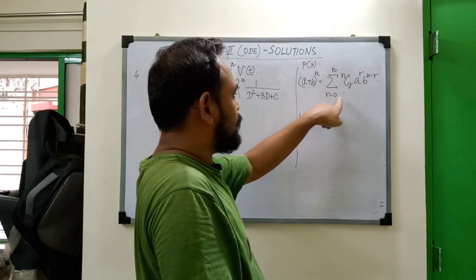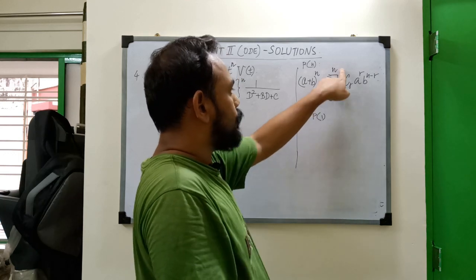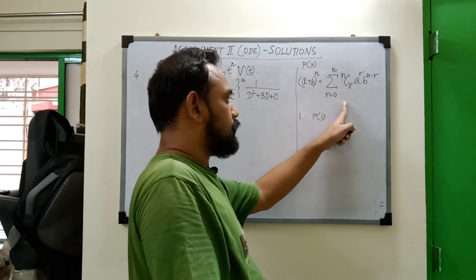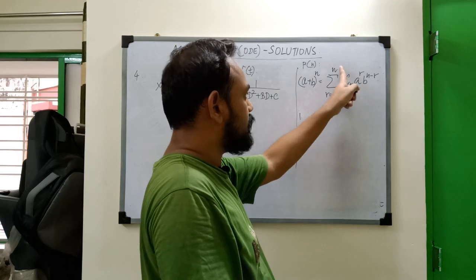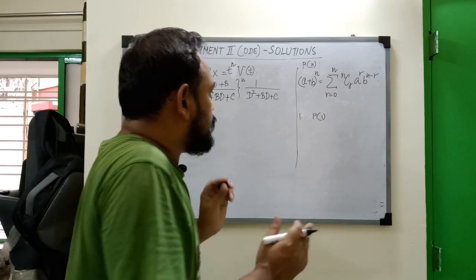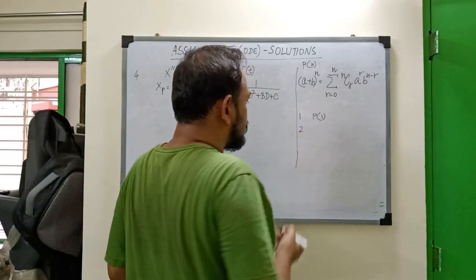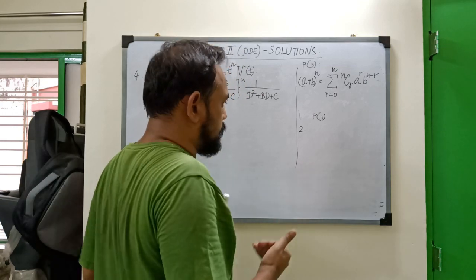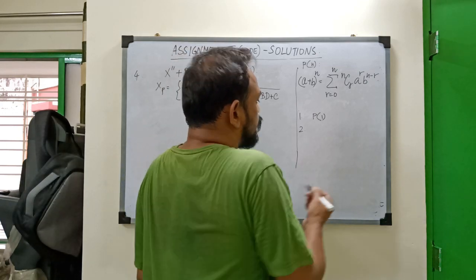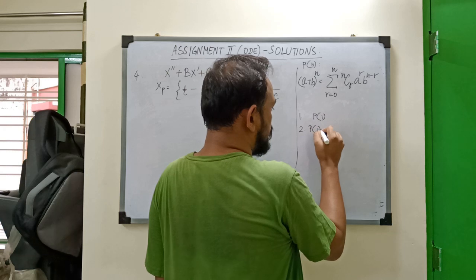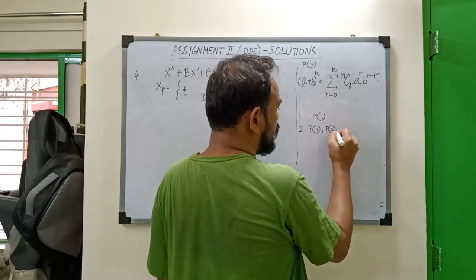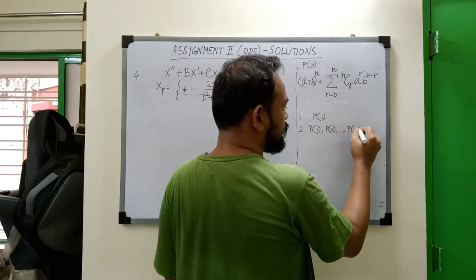And there will be only 2 terms, 0 to 1. r will vary from 0 to 1. 0 will give you the a term. 1 will give you the b term. That's all. The first statement is always true. The second step would be, if you assume that P1, P2, up to Pn, these are all true.